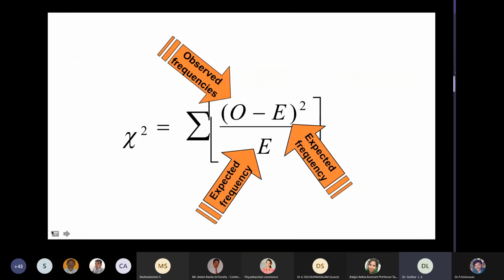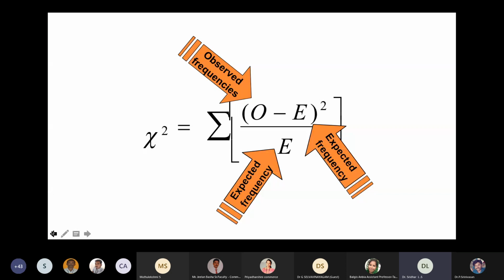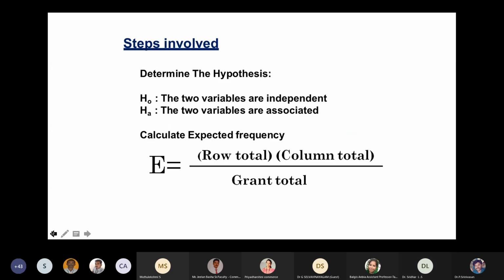Determination of the chi-square test: if you are computing it individually, you use O minus E whole square. The degrees of freedom come as (R minus 1)(C minus 1). This is the expected frequency: observed frequency minus expected frequency, divided by the expected frequency.